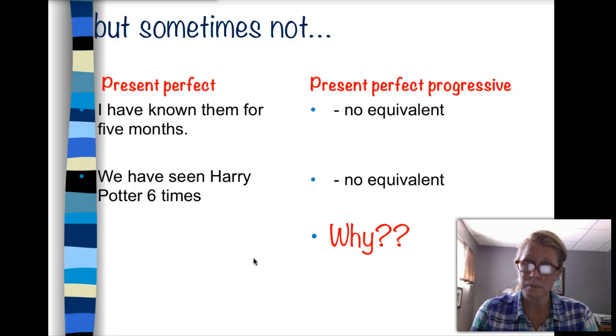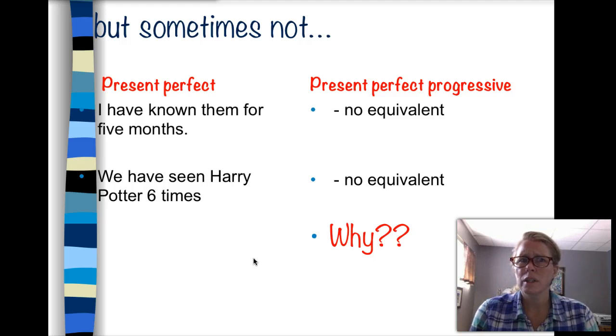Sometimes they're not the same, and they're not always interchangeable. I have known them for 5 months. I can't say I have been knowing them for 5 months. Why? Or we have seen Harry Potter 6 times. I can't say we have been seeing Harry Potter 6 times.